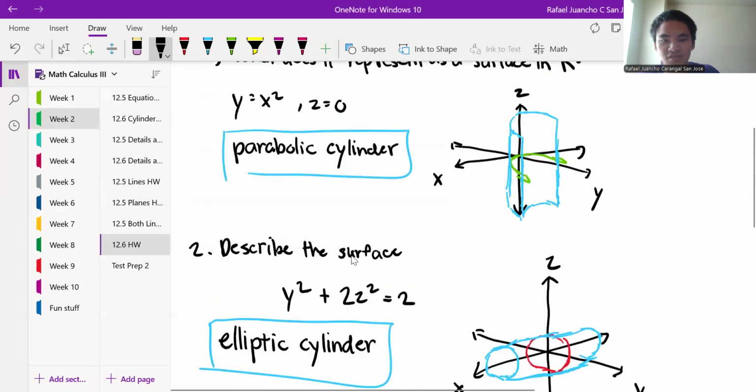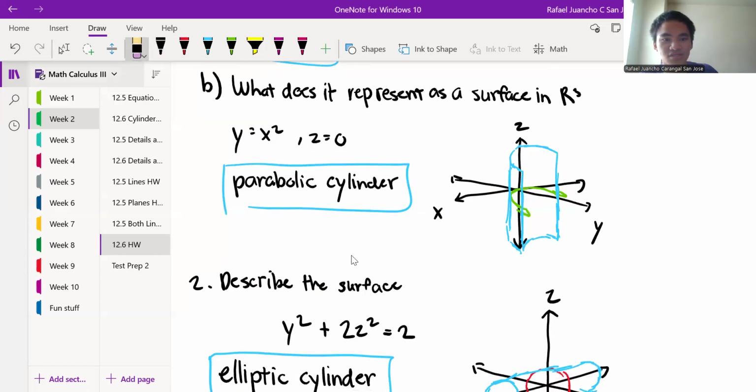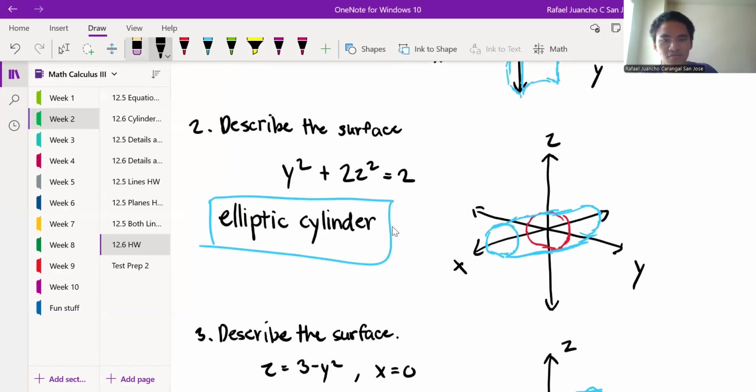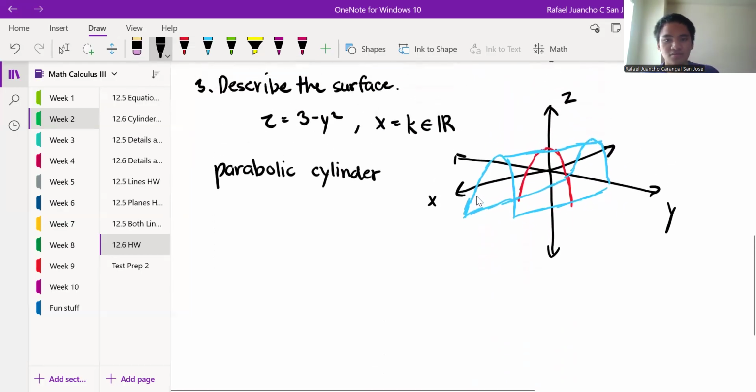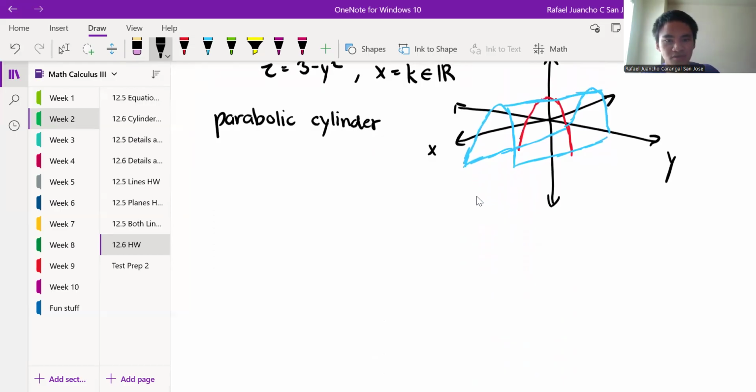You know what? Instead of me saying x is 0, because that's the easiest to trace, we can say z is some value k, where k is any real number. And then we can do the same thing for here. Here we say x is some value k, where k could be any real number. Then same idea here. Okay, so that's a parabolic cylinder.